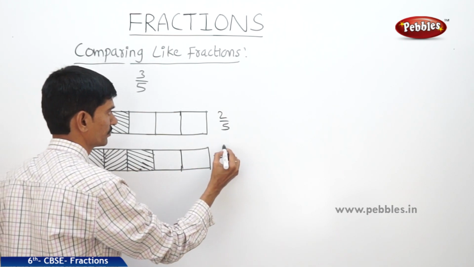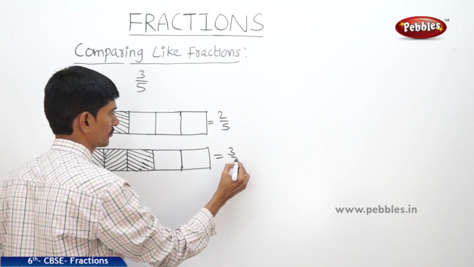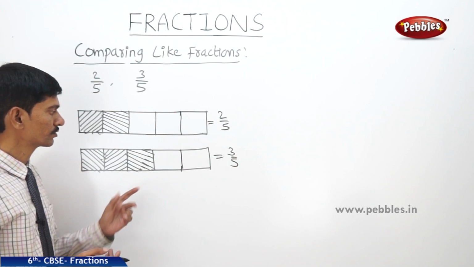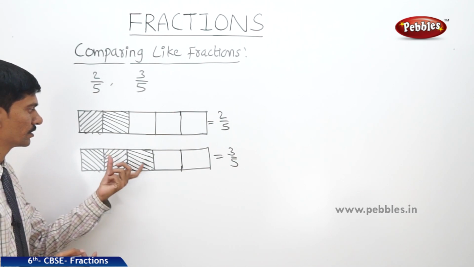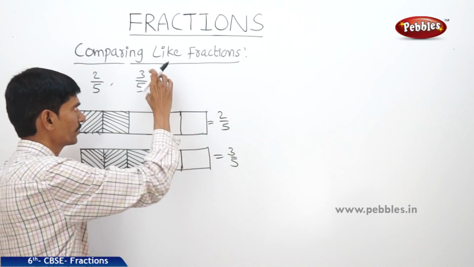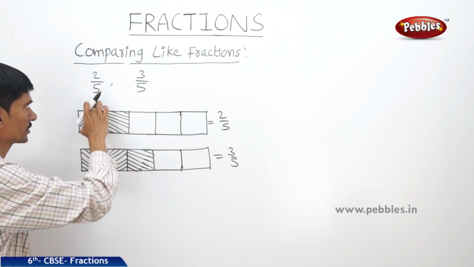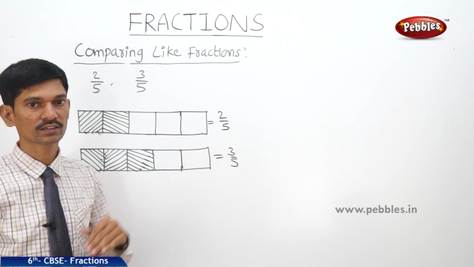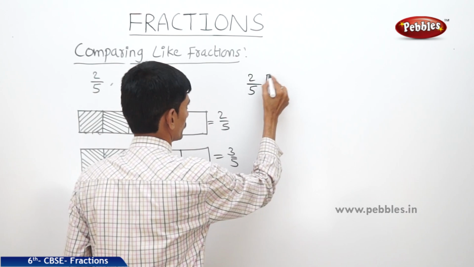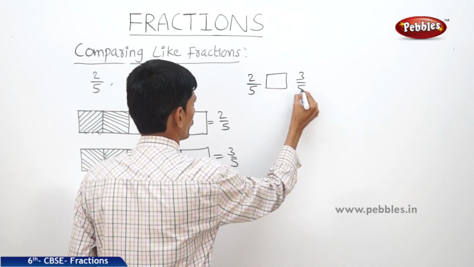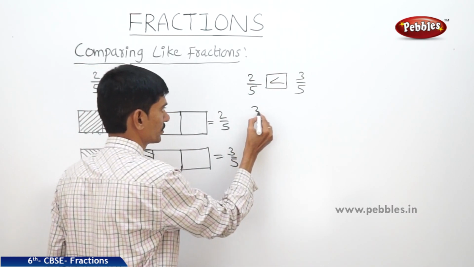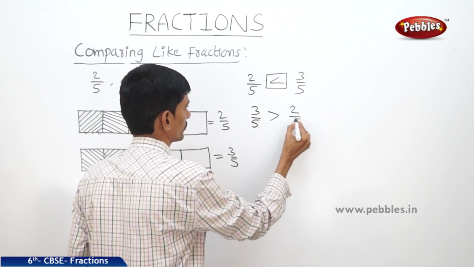So this is 3 by 5. Now in which rectangle more parts are shaded? So we can easily say that in the second rectangle more parts are shaded. So we can say that the second fraction is greater than the first fraction, or the first fraction is less than the second fraction. So we can write 2 by 5 is less than 3 by 5.